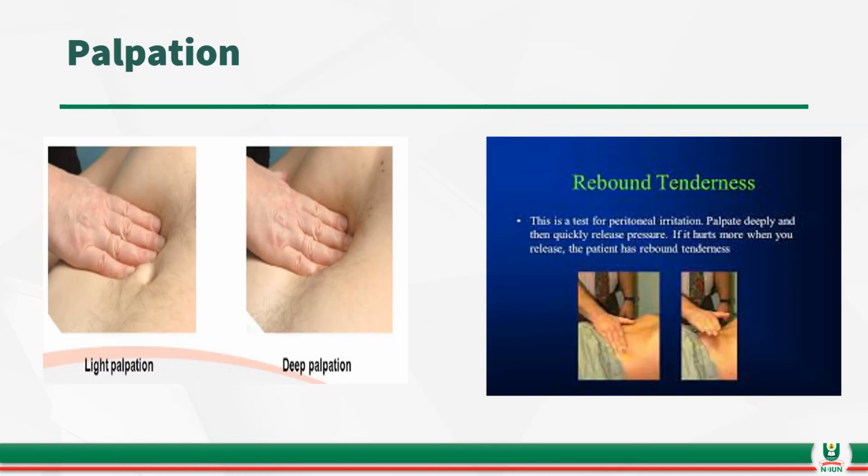Light palpation, deep palpation. You see, in light palpation you will not press deep into the structure, while in deep palpation, like we have explained in the previous slide, you apply deep pressure. Now, rebound tenderness: you place your hand, see the way this hand is being placed, and you apply deep pressure, and you release your hand as quickly as you can.